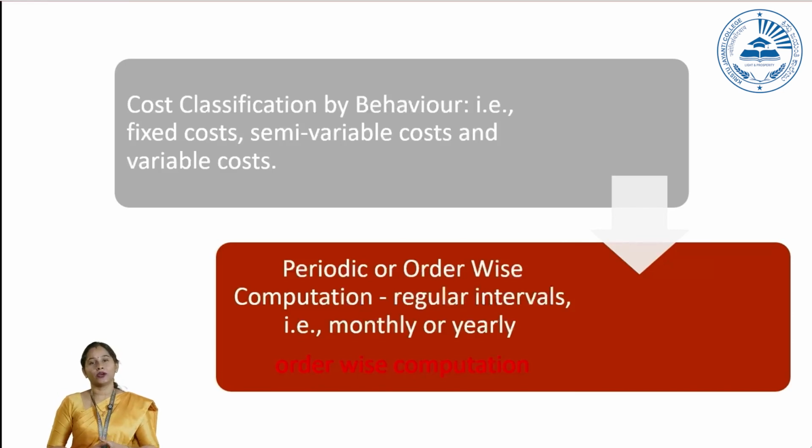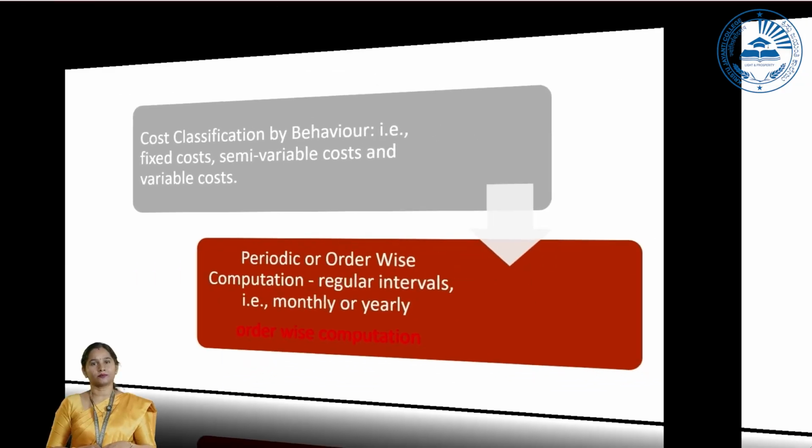And the last point is periodic or order-wise computation. Service costing will be calculated on the basis of regular intervals. It can be monthly or yearly, or even order-wise computation also happens in the service sector industry. So these are the 8 features of service costing.